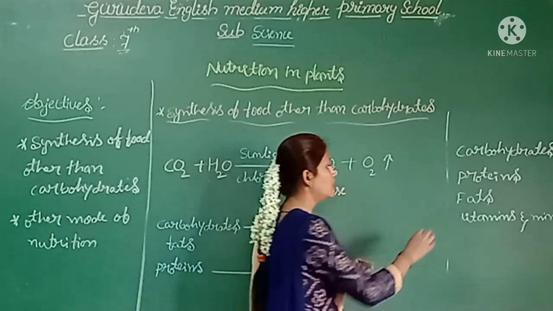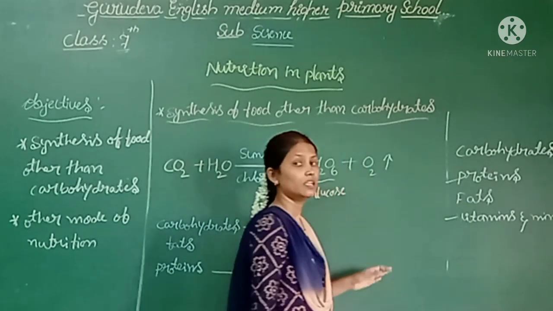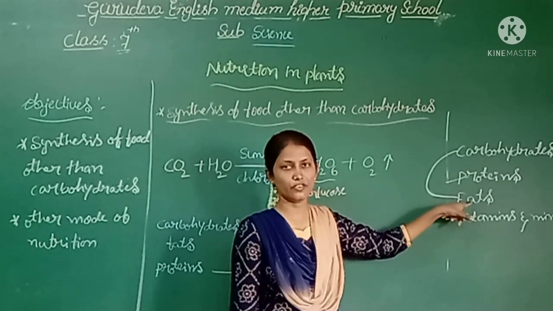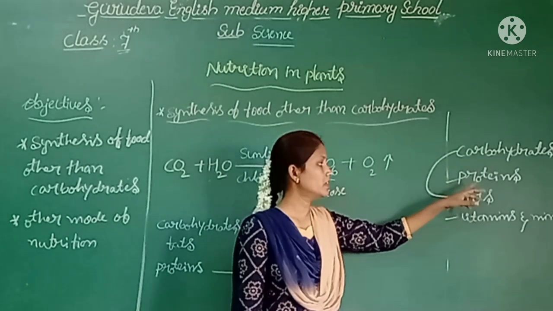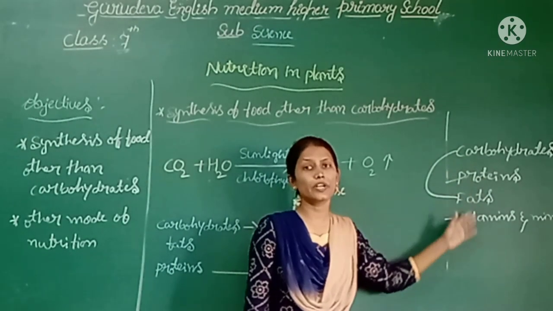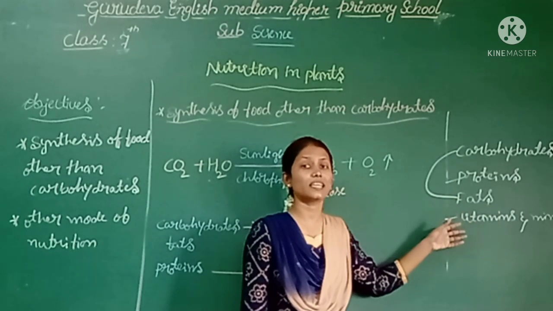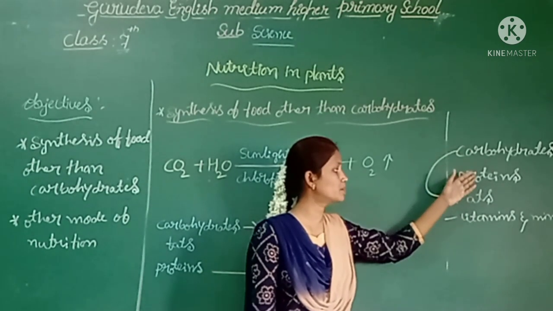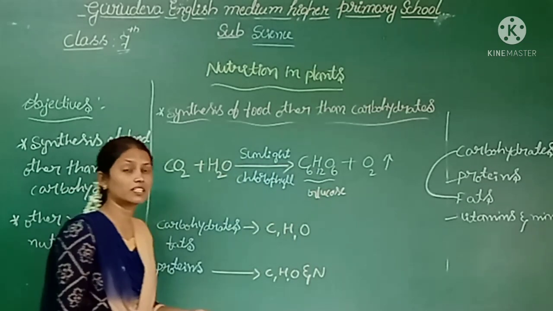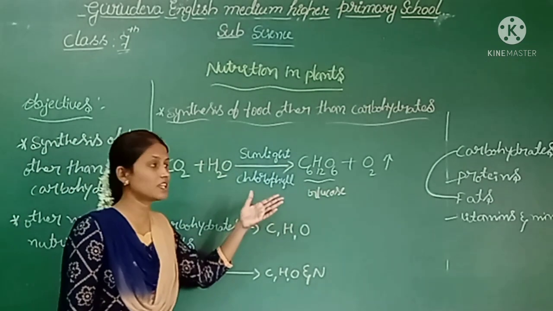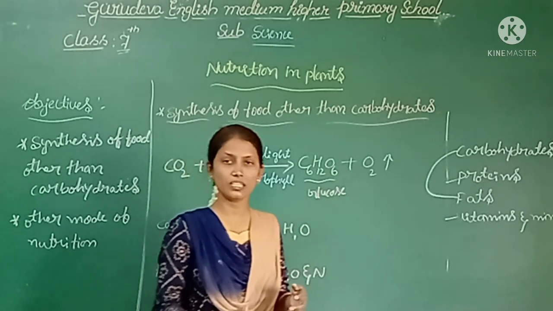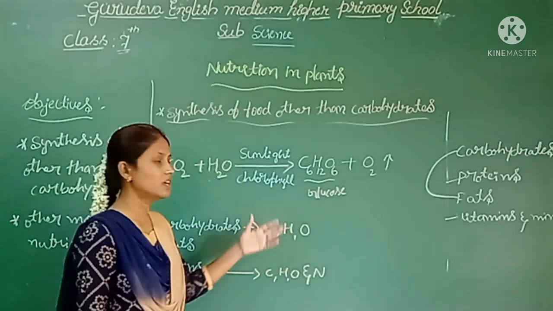Then what about the proteins and vitamins? Carbohydrates and fats we call energy giving food, and proteins we call body building food. These are the components of the food. Food has the nutrients: carbohydrates, proteins, fats, vitamins and minerals. Yesterday we learned the photosynthesis process, in which carbohydrate is formed. What about the proteins, vitamins and minerals? Now let us discuss this concept.